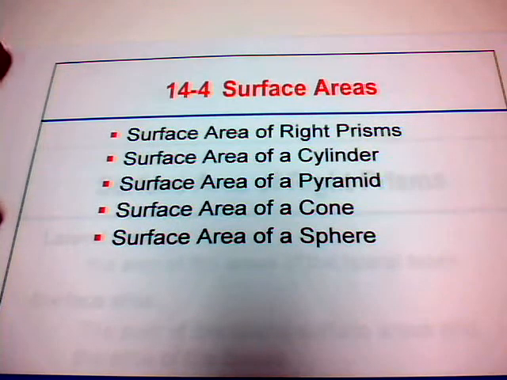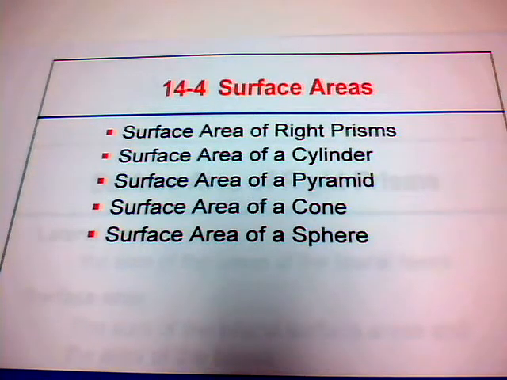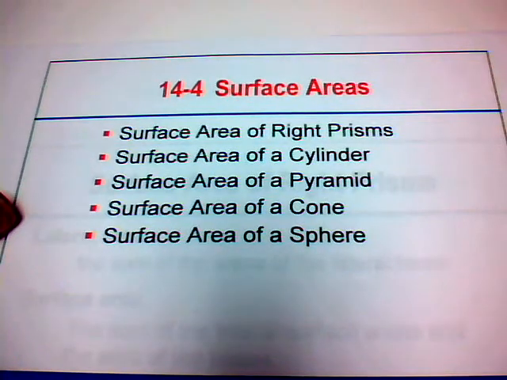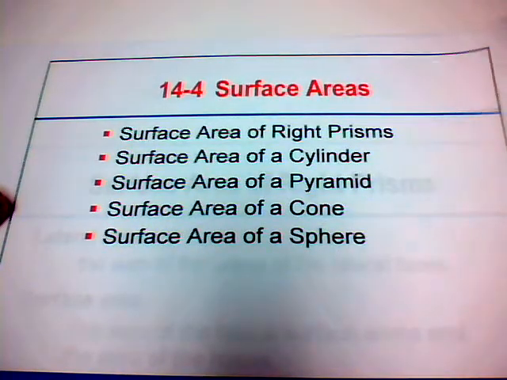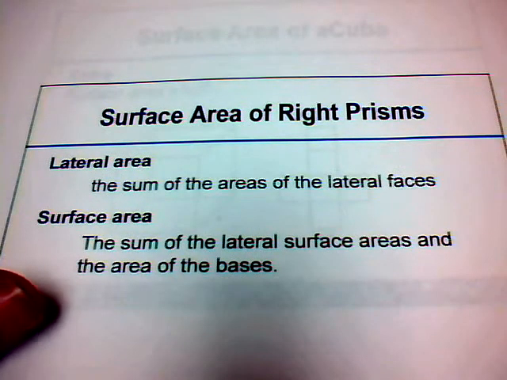In this video, we're going to be looking at surface areas. So here we're going to be finding the surface areas of these 5 different figures: right prisms, a cylinder, a cone, a pyramid, and a sphere. And we'll start with the surface areas of right prisms.